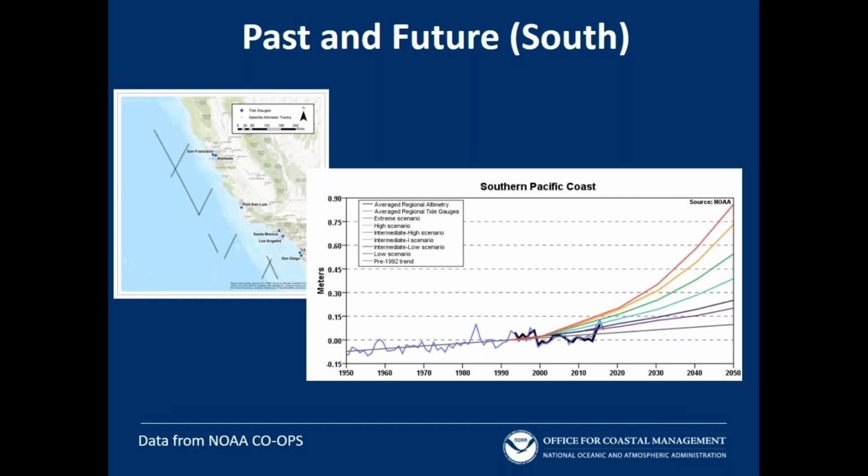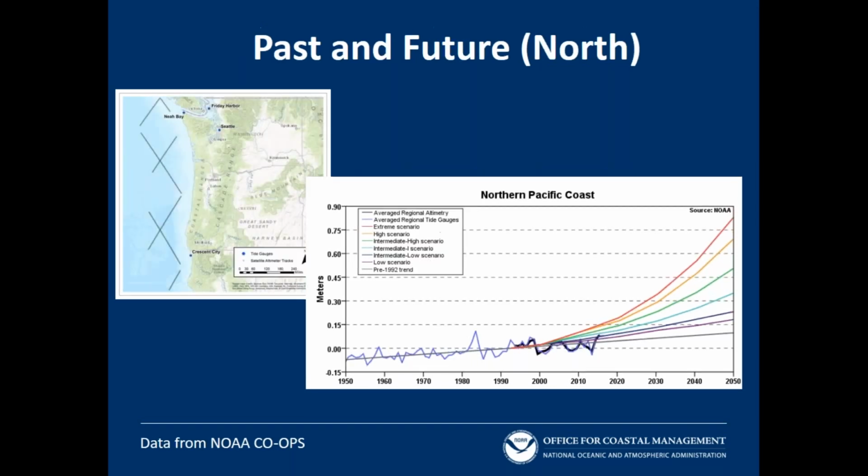How are we tracking versus the new scenario? So, using satellite altimetry tracks, which are these little things, and then the gauges, you can look at the 6 scenarios, and this is for the southern Pacific coast. You can see how we're tracking. So right now, it looks like we went up above the intermediate scenario, and we're kind of hanging around, but in that last 10 years or so, or less, we've seen an increase out here.